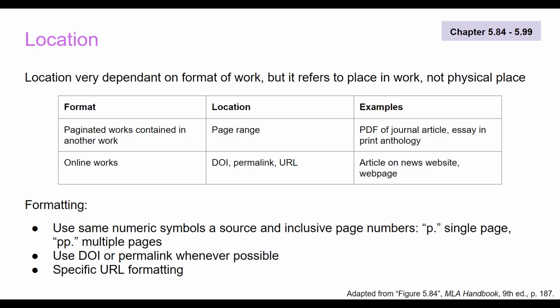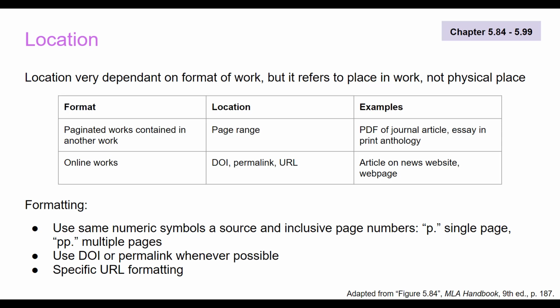So what the location refers to is not necessarily a physical place, right? We got rid of that statement with the publisher. You don't need to physically tell me where you found this book or these pages or this article. You need to tell me the place within the work. So is it from a specific page range? Where in the book is it from? If it's an online work, can you give me a permanent link or a DOI link to it as well? So we want to try to be specific about where we're finding this information within the source itself.